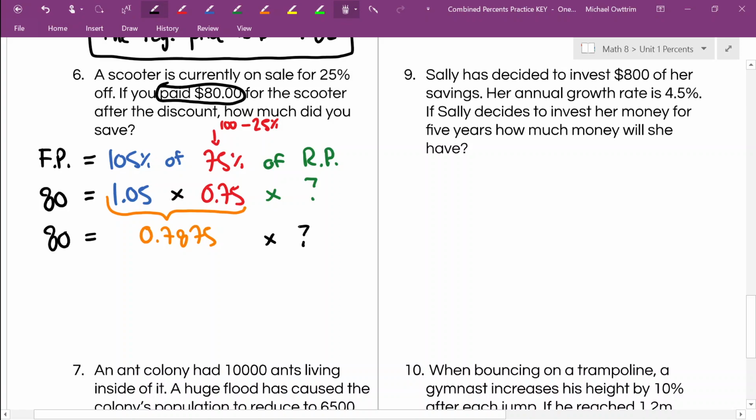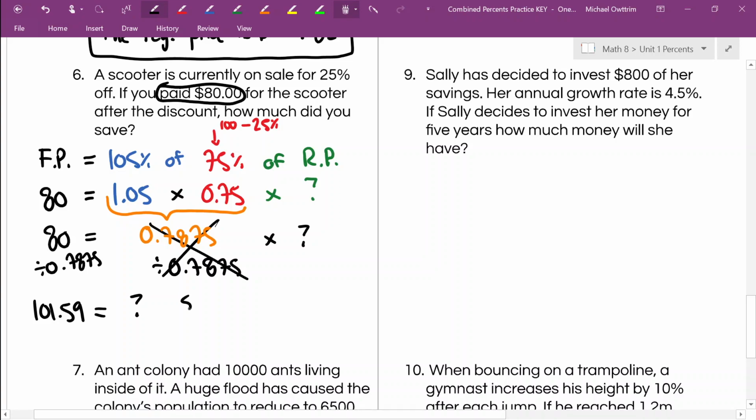And now I'll go ahead and solve. So I want to ask myself, what is the opposite of multiplying my question mark by 0.7875? Well, the opposite is dividing by 0.7875. So I'll do that to both sides. I only have my question mark remaining on the right side. And then 80 divided by that 0.7875 is 101.59 after rounding.